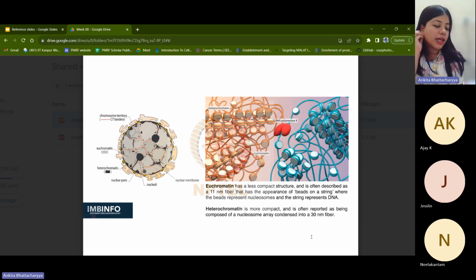So what is this 11 nanometer fiber? If you remember from our epigenetics discussion, very briefly we had that discussion, you remember how DNA gets arranged into thicker and thicker sections because of the way in which it is packaged around different structures. So the 11 nanometer fiber is often the loosely bound or the relatively free structure, which is euchromatin, and it has the appearance of beads on a string, where the beads in this case represent nucleosomes, and of course the string represents DNA. Secondly, heterochromatin is more compact and is often reported as being composed of a nucleosomal array, which is condensed into a 30 nanometer fiber.